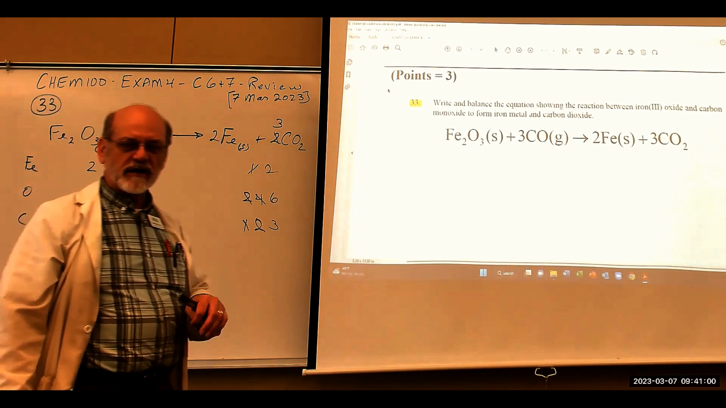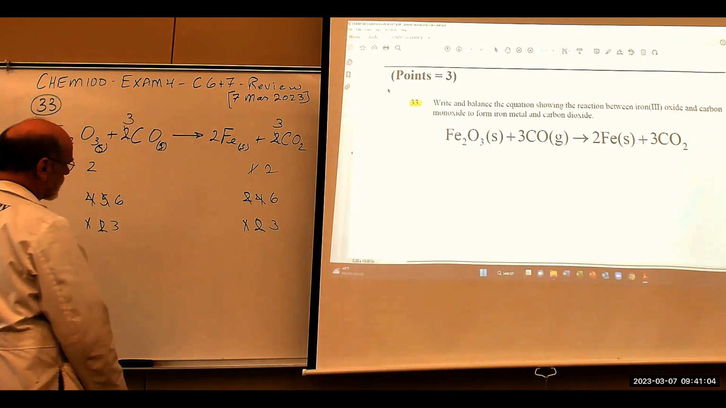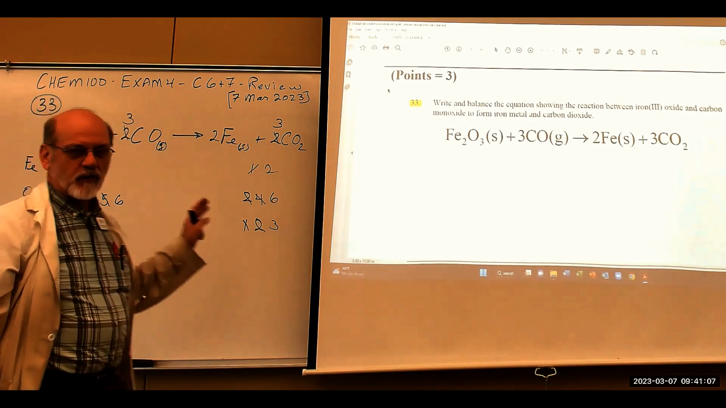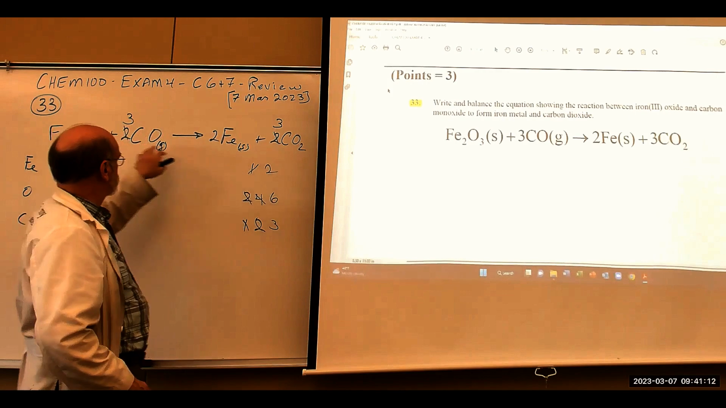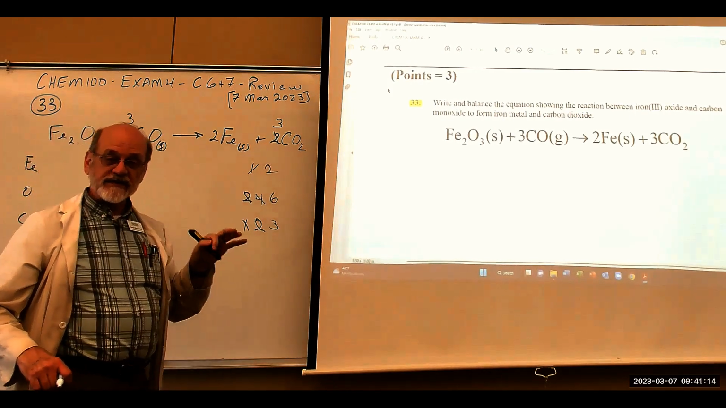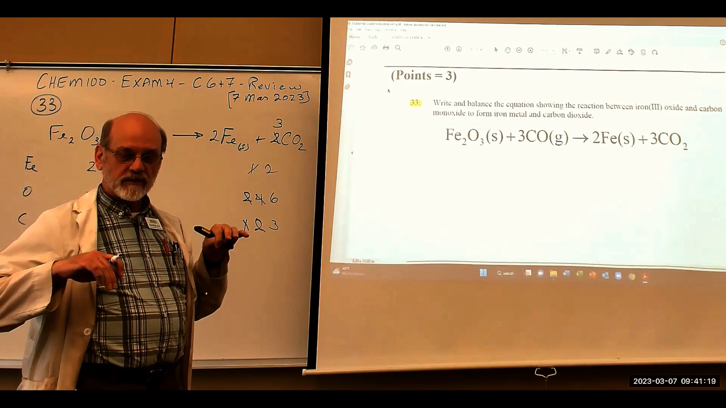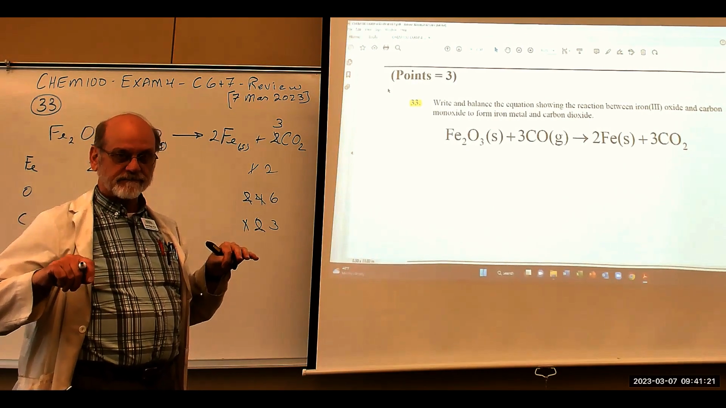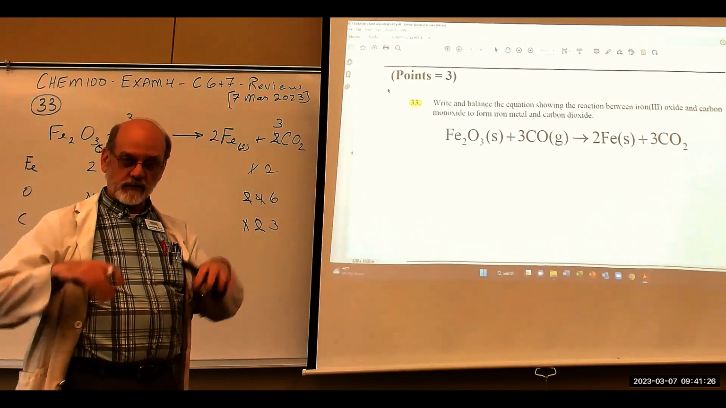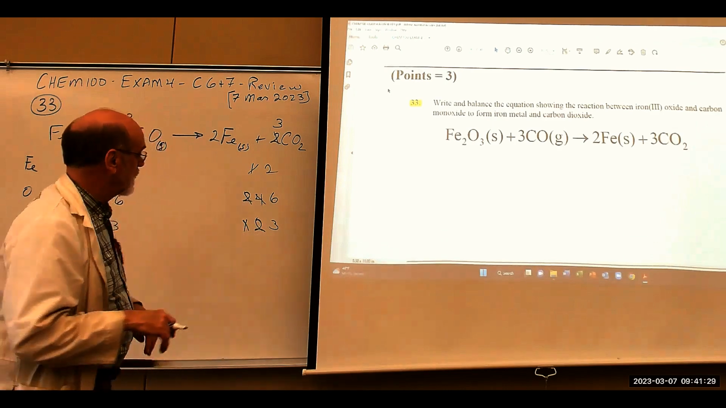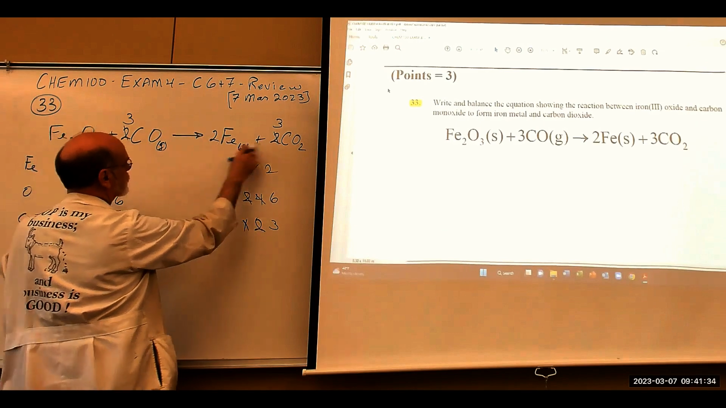This is one that might require a little trial and error. If you don't do it that way, you may find yourself with very large coefficients down the road. And if that's the case, just check to be sure that those are the smallest whole number coefficients. If you can divide them through by some number, then do it and reduce the size of the coefficients. And once you get it balanced, you should come back to this level, 1, 3, 2, and 3.